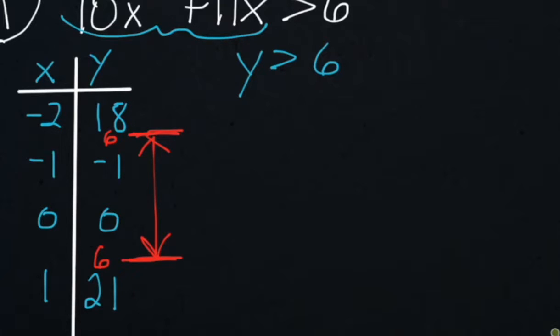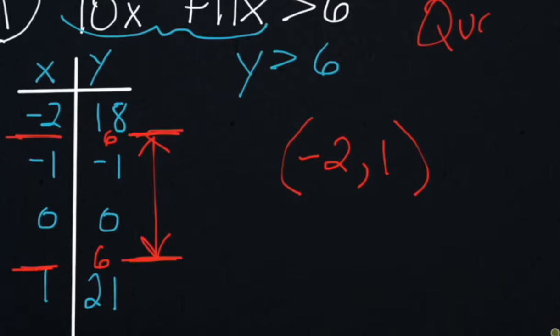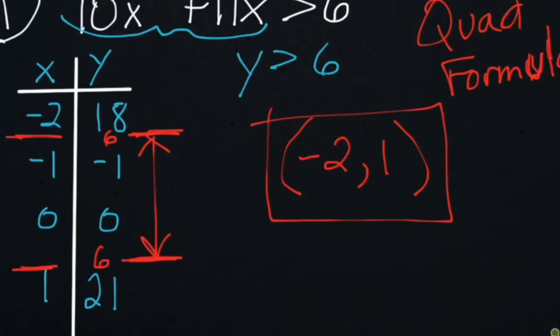So let's look at the x's. The x's are negative 2 and positive 1. So we would go with negative 2 and positive 1. If we wanted to, we could use the quadratic formula to find the exact roots and exact values so that we could have them. In this case, I'm not going to make you do that. So your answer is simply negative 2 to positive 1.